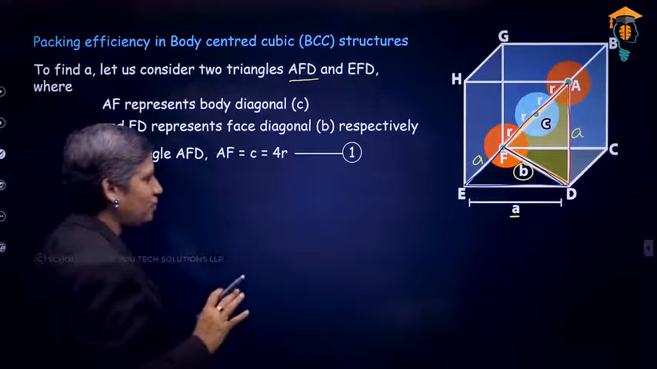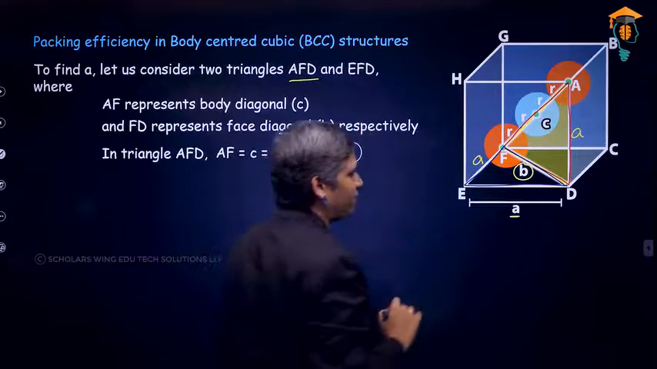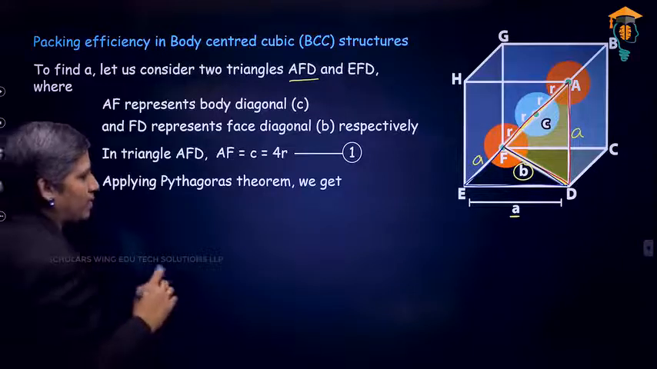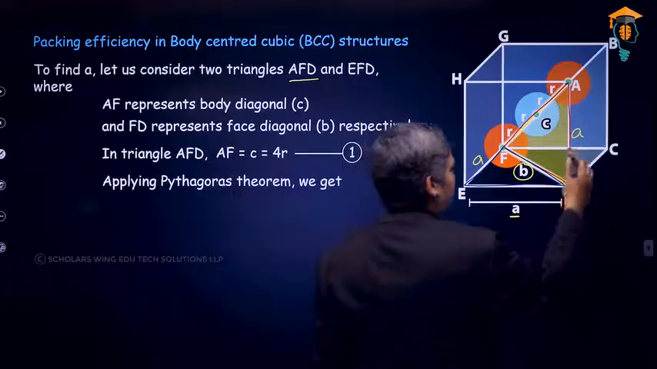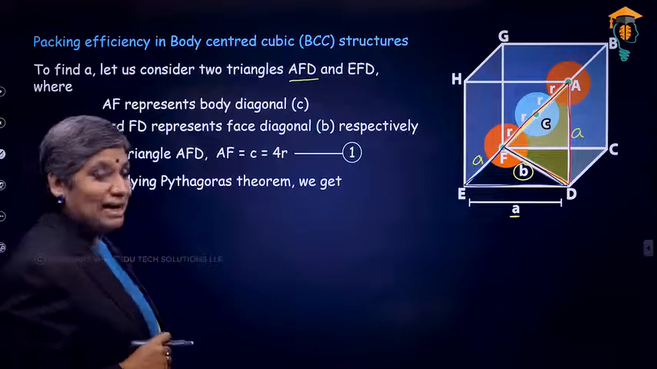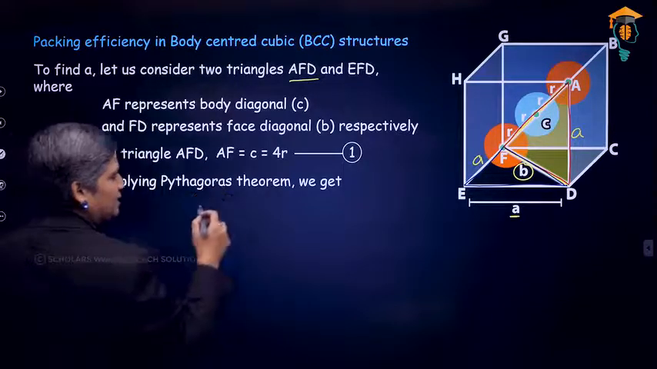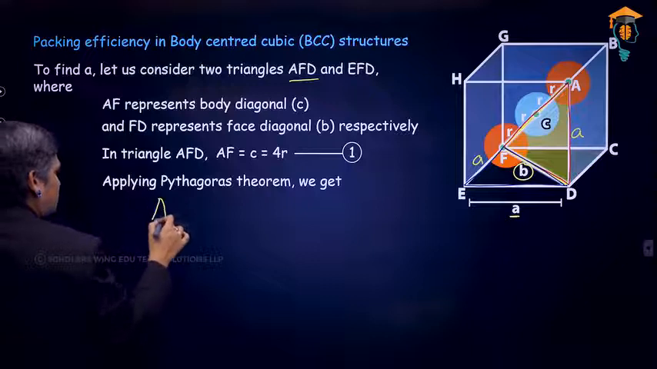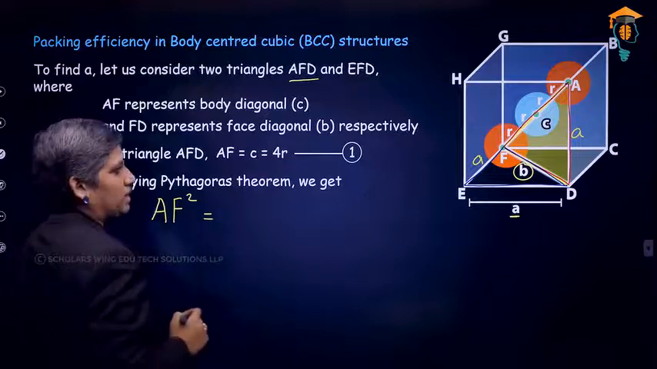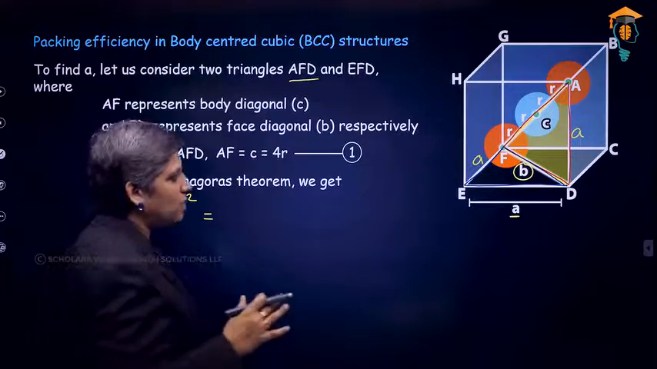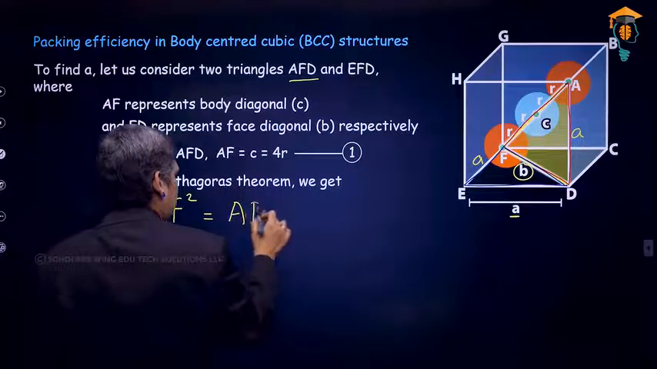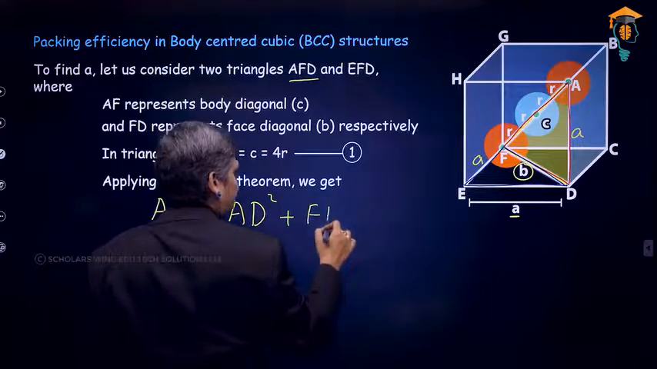Now we have to find out what? B, that is FD. To find FD, I told you we have to apply Pythagoras theorem. In this triangle AFD, what is actually the hypotenuse? Yes, that is C, AF. So the hypotenuse square, that is AF square, is equal to the sum of the squares of the other two sides. What are the other two sides? AD and FD, right? So we have AD square plus FD square.